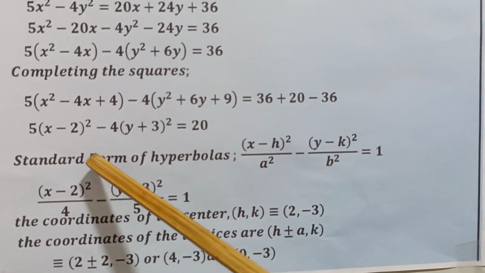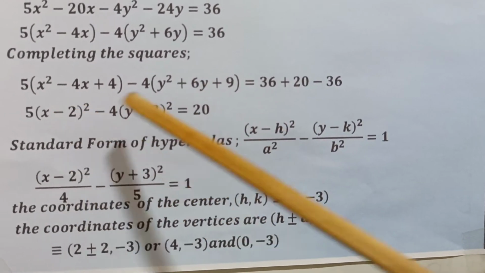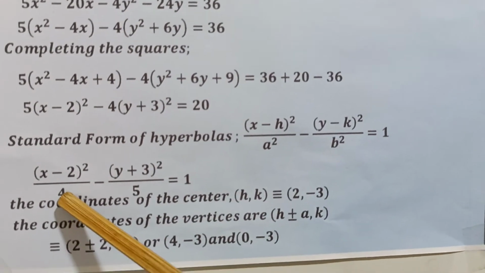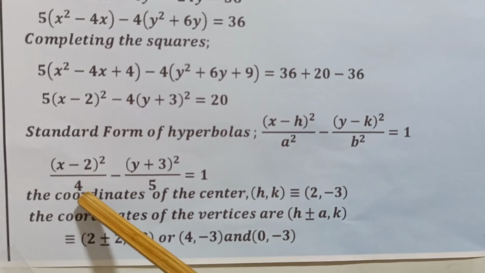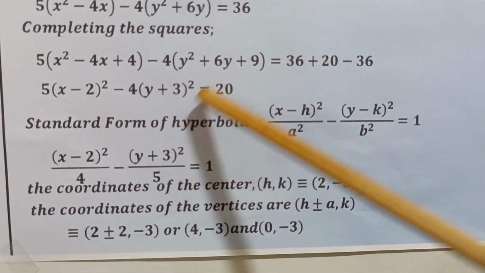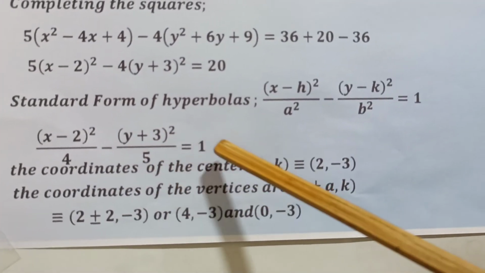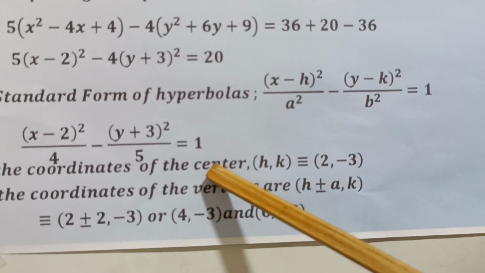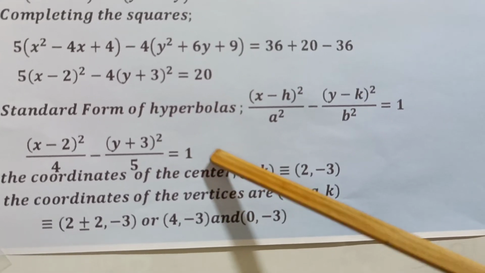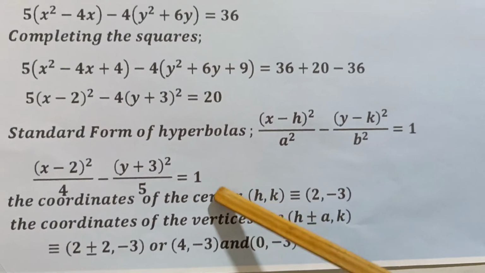(x minus 2) quantity squared over 4. So we just transform this one into the lowest term, which is 4. So minus (y plus 3) quantity squared, we also divide by 20, over 5 is equal to 1, since 20 over 20 is equal to 1. And then we go back to the steps that we have done on the first example here.